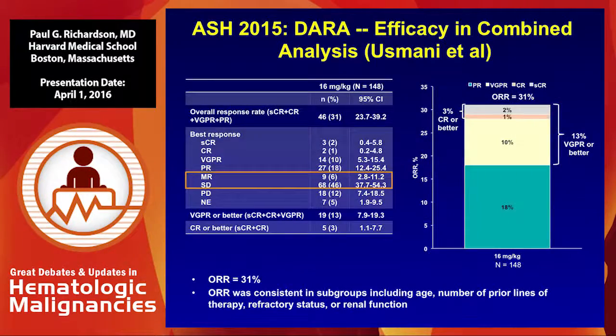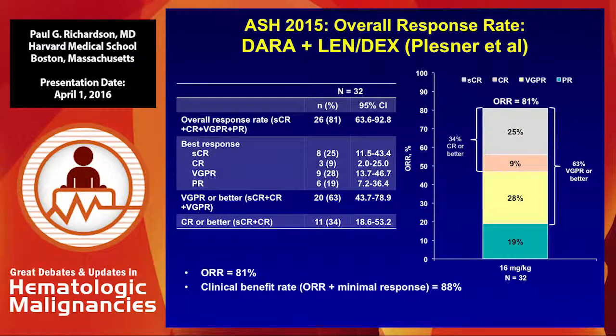This is just Dara data. I want to emphasize the combination of Dara with Dex. This is a combination study of Sirius, which is led by Sagar Lonial, and our 501 study. And as you can see, the response rates are robust. But when you add IMiDs to this, things go into overdrive. This is Torben Plesner's work in the 503 study. And basically what you can see is a remarkable response rate of 80% and above.